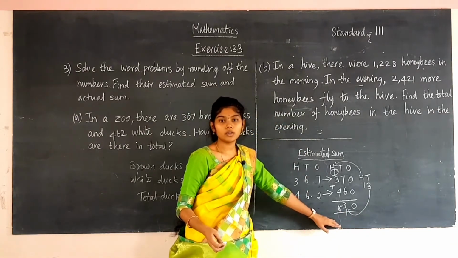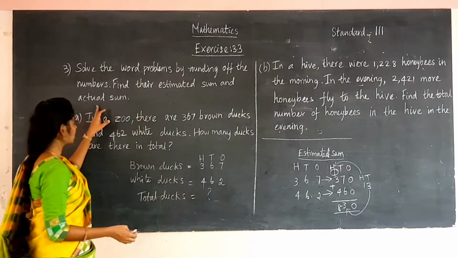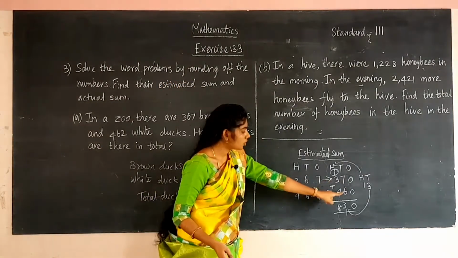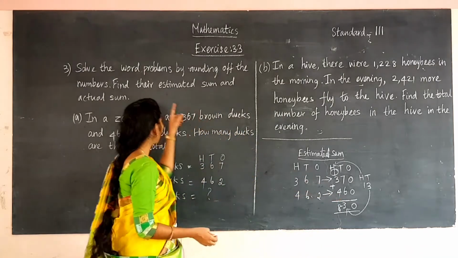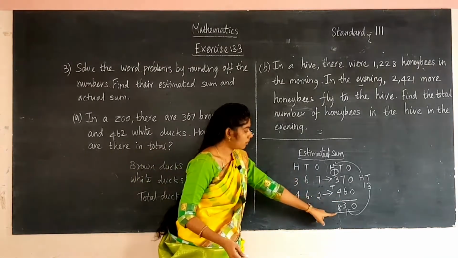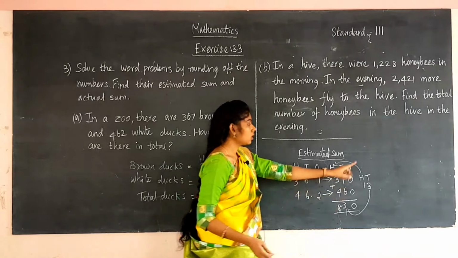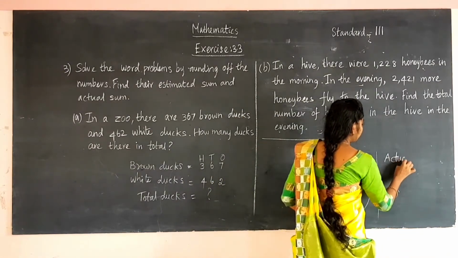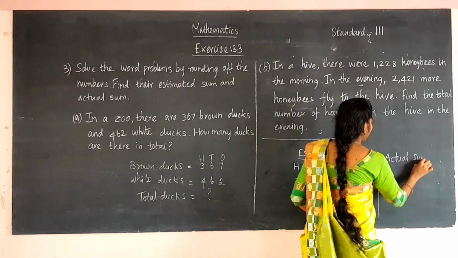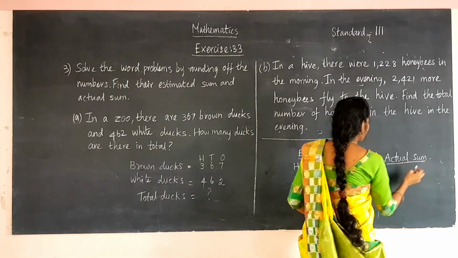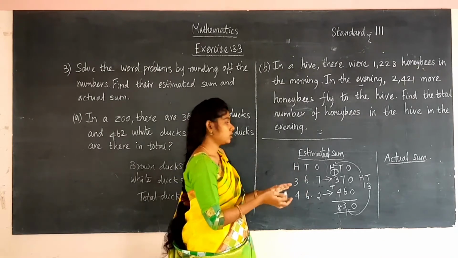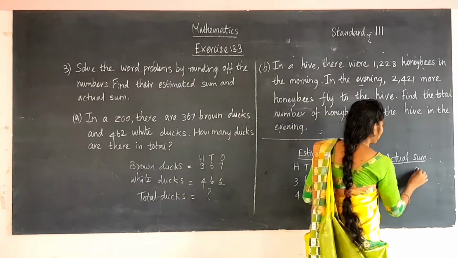So now we are going to find the actual sum. We have first rounded off the number. We have rounded off each of the numbers and then we have estimated the sum by adding these two numbers. Now we are going to do the actual sum. So actual sum is nothing but the same number you are going to write and you are going to add those numbers. So write the places up to hundreds.